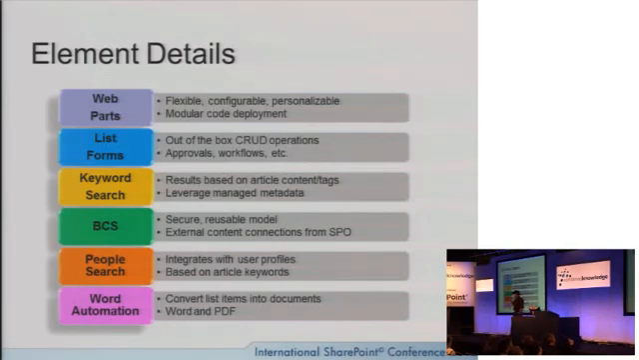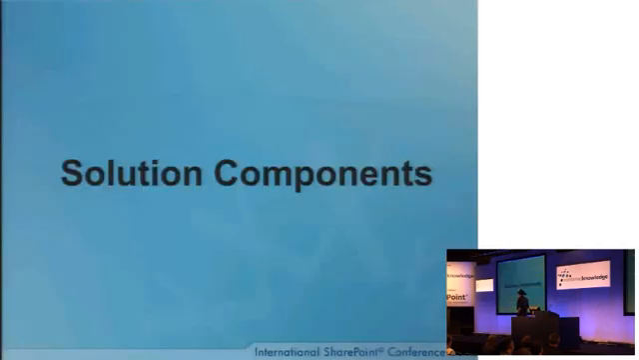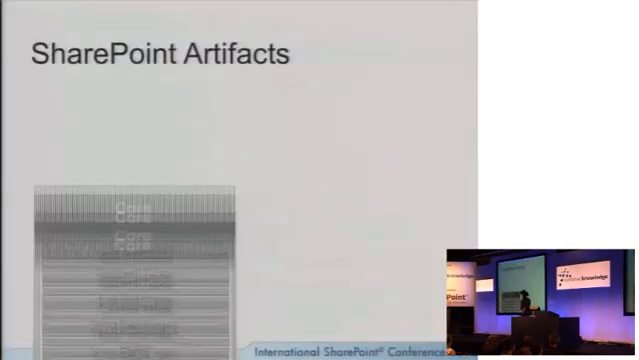BCS, this one cuts both ways. This particular part, even though it's going to be in the advanced section, which they're going to do tomorrow morning, can be used both online and on-prem. So that one goes both ways. That's good for us. People search, enterprise as well, and user profiles, and then finally the word automation stuff. So these were the things we were thinking about in why would we use these various pieces and how are we going to put all this stuff together.